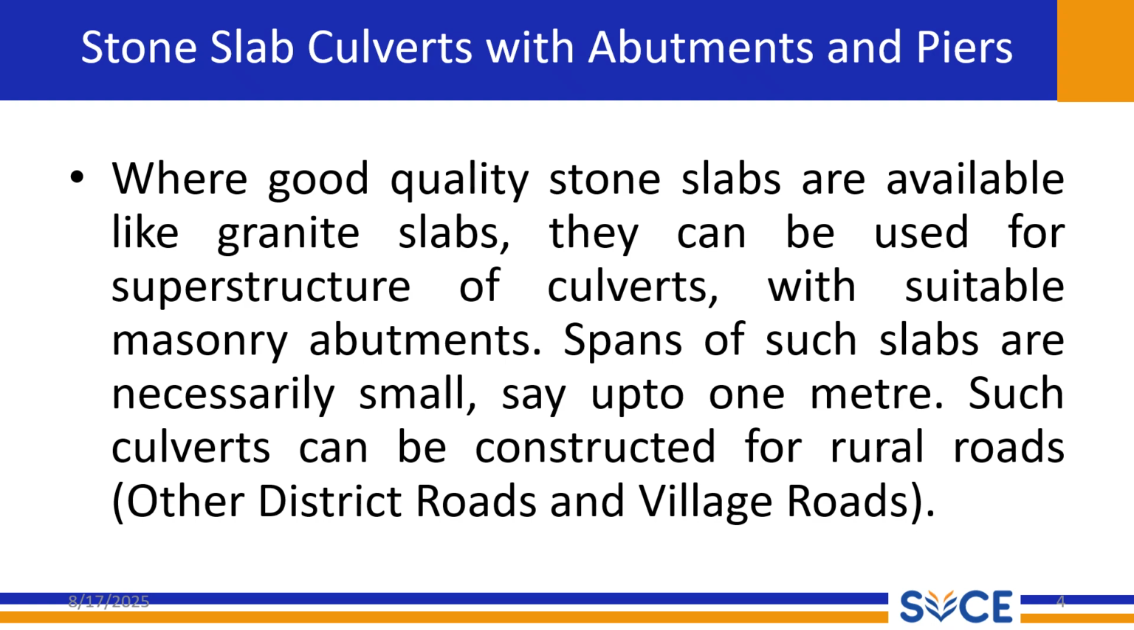Stone slab culverts are simple, low cost, and durable under moderate traffic. However, they are suitable only for small spans, generally 2 to 3 meters, because of the limitations in the size and strength of the slab. They are often found on old village roads and minor irrigation works. This stone slab culvert can be constructed for rural roads and other district and village roads.